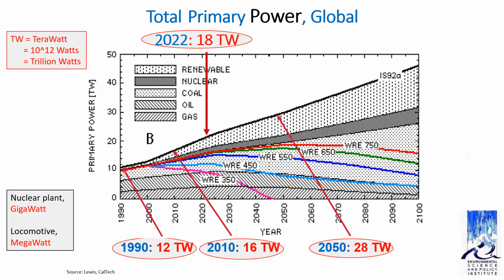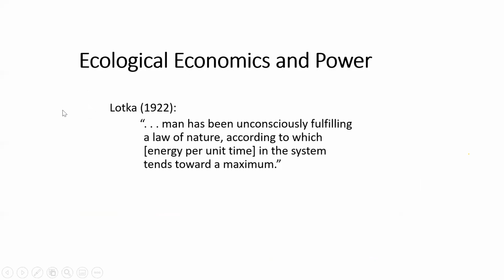I've got to keep clicking here. So this is a fun quote from Lotka, who's a very famous scientist who looked at ecological dynamics. The Volterra-Lotka equation is used in population dynamics in ecology. But he made the observation that man has been unconsciously fulfilling a law of nature, according to which energy per unit time, power, in the system tends toward a maximum. And this is called the maximum power principle, and it's one of the core areas of research in evolutionary thermodynamics.